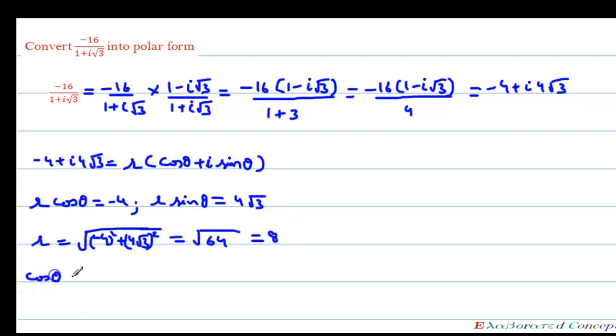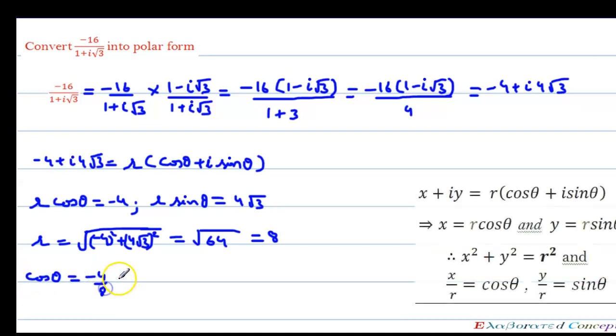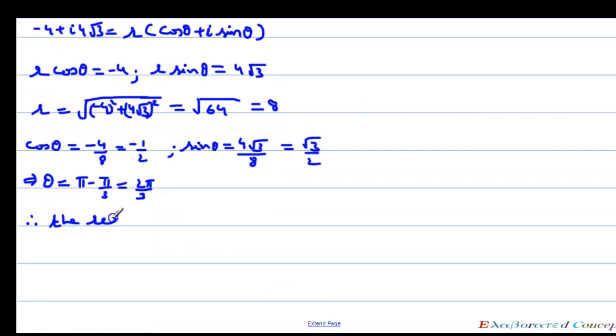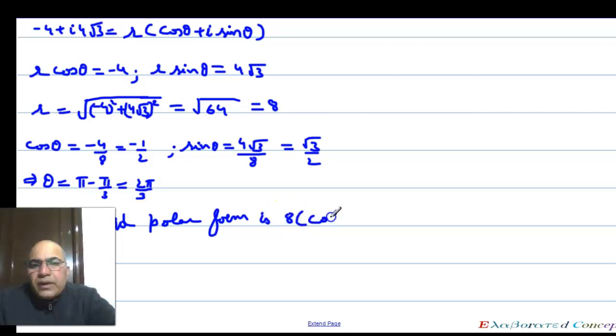Now r cos theta is equal to minus 4 implies cos theta is equal to minus 4 upon 8 equals minus 1 by 2, and similarly sin theta is equal to 4 root 3 upon 8 equals root 3 upon 2. Cos theta is negative, sin theta is positive, so theta lies in second quadrant. Therefore theta is equal to pi minus pi by 3 equals 2 pi by 3. Therefore the required polar form is 8 times (cos 2 pi by 3 plus iota sin 2 pi by 3).